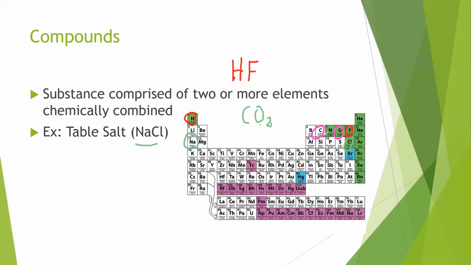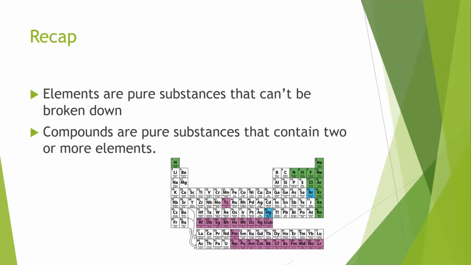So elements are just one of these things on a periodic table, while compounds are two or more. That's the key. It's two or more elements combined together. So let's recap elements versus compounds. Elements are pure substances that can't be broken down. So that's the periodic elements. And compounds are two or more of them.